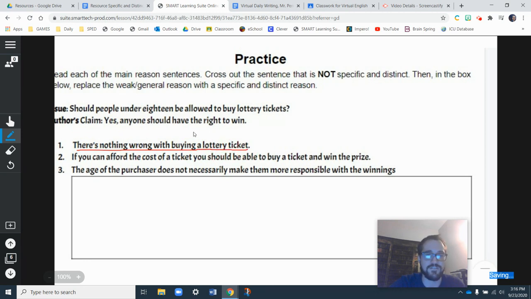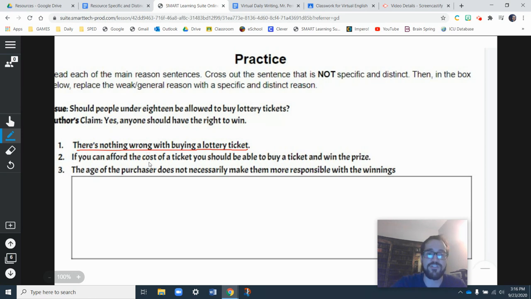Why? It's not specific. It's not very clear. There's nothing wrong with buying a lottery ticket. What does wrong mean? That's not very specific. That's not very detailed. I don't know exactly what you mean by that. I could guess, but I shouldn't have to guess.